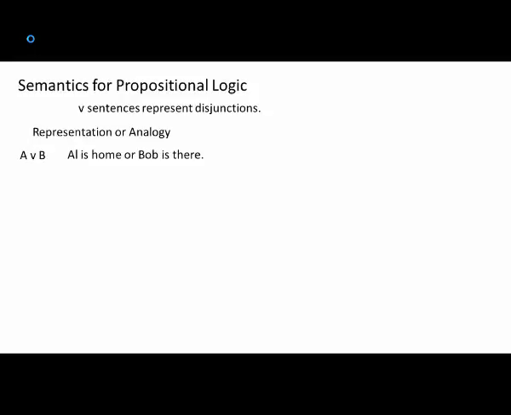In this video, I'm continuing to explain the semantics for propositional logic, and we are on to our next operator, which is the wedge operator. We're going to start off by saying that wedge sentences will represent disjunctions. Disjunctions are statements that are maybe prototypically expressed using the word or. So a sentence like A wedge B of our formal language, we might think of as representing a statement like Al is home or Bob is there.